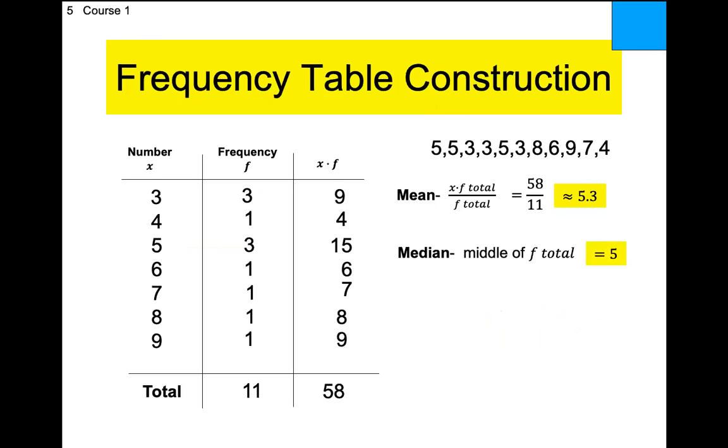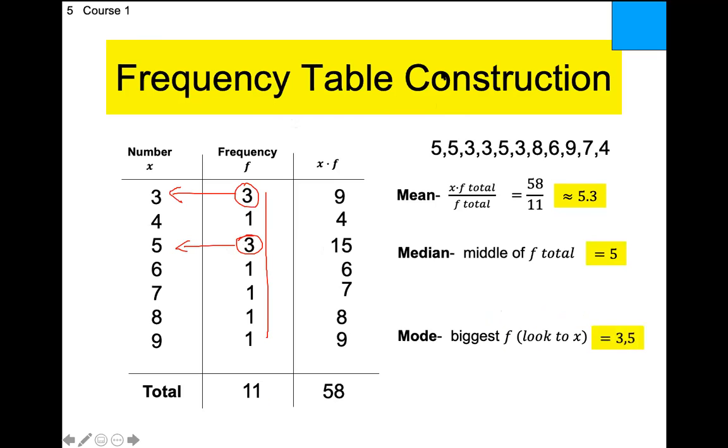That's the hard one. The rest are easy. The mode. We look at the middle column again, and we find the biggest number. Well, there's 3 3s and there's 3 5s. So the mode, remember, you could have more than one mode. The mode is 3 and 5. Easily done with a frequency table. The only one that's hard is the median.